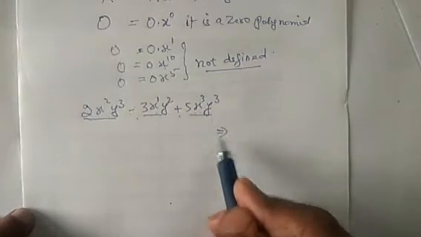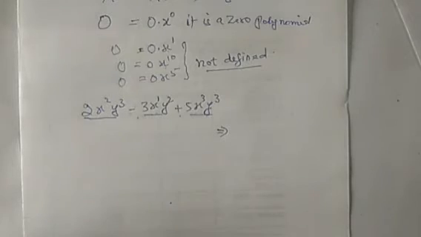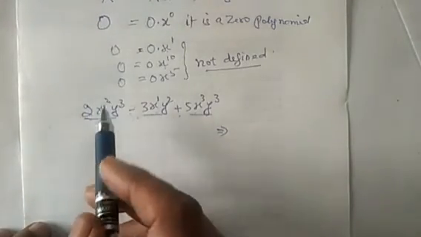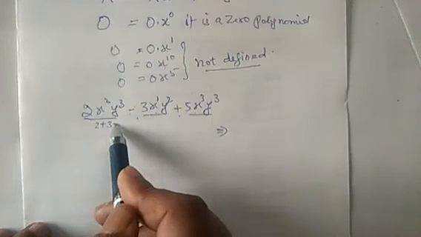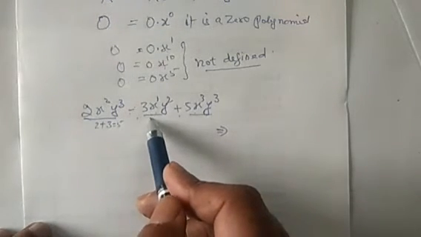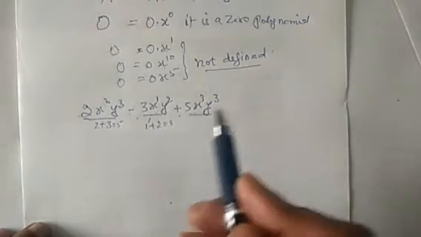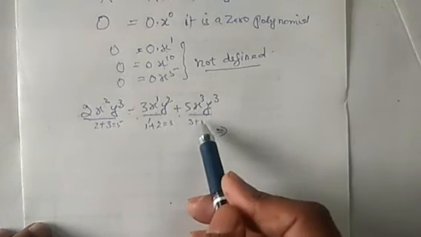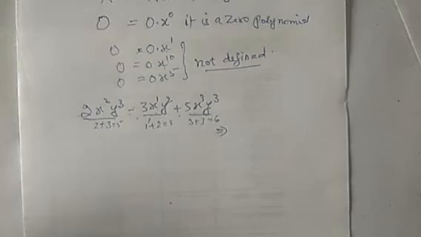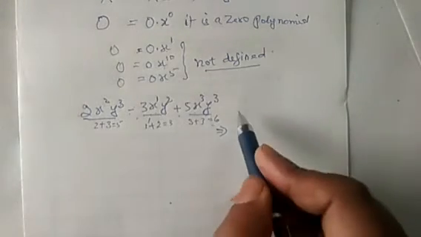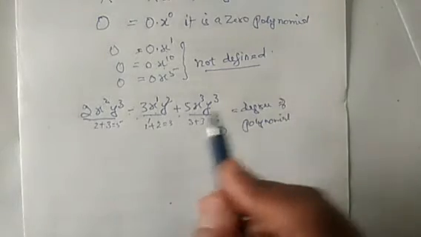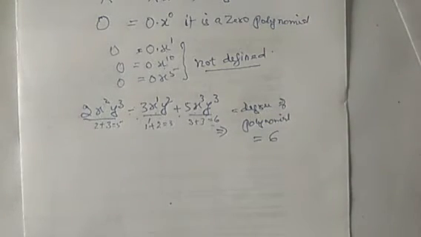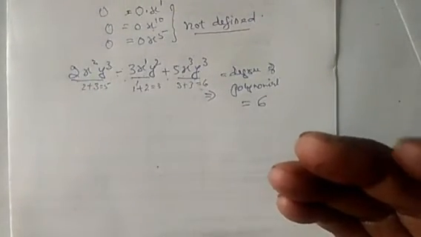The question is, if more than one variable is involved in the algebraic equation, you take the sum of the powers. Here in the first term, x power 2 plus y power 3 gives 5. In the second term, the power of x is 1 and y is 2, plus gives 3. In the third term, x power 3 and y power 3, plus gives 6. Taking the highest power, the highest is 6. So the degree of the polynomial expression is equal to 6.